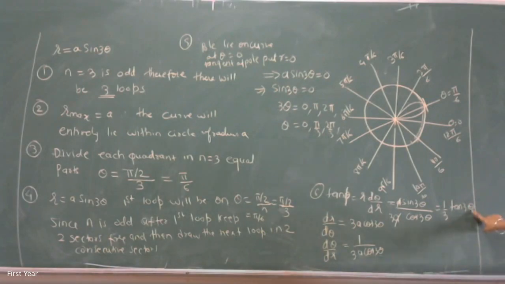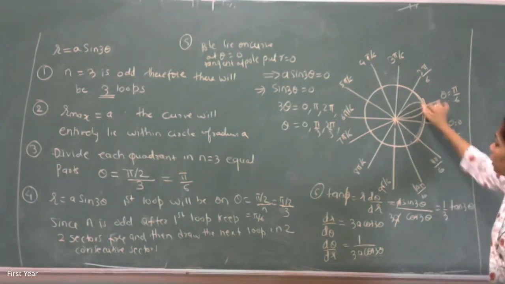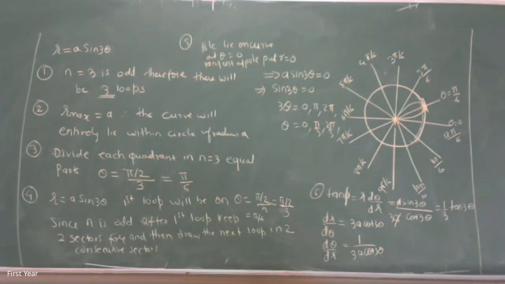Okay, so when theta is equal to pi by 6, what is tan phi? This is tan of pi by 2, so it is infinity. That means the angle between the radius vector and the tangent vector is 90. So that's right. Is it okay?